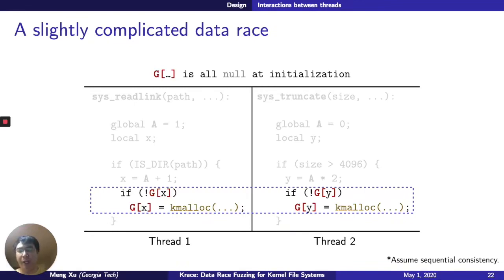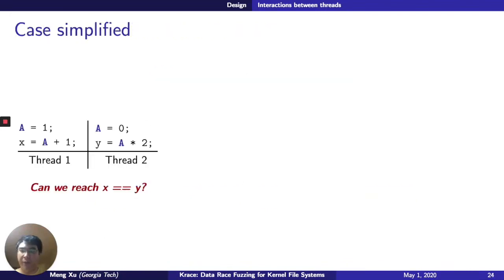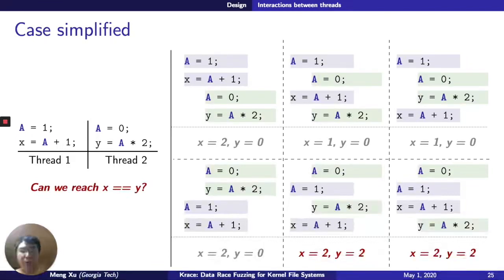Basically, if x equals y, then g[x] and g[y] are pointing to the same thing. So let's check where x and y are defined, and here we find the definition. And if we can further simplify the case, we get this. Out of the two threads working like this, can we have a case that x equals y? In this very simple case, we can simply enumerate all the possible interleavings, and the answer is for sure. We do have two interleavings giving you x equals y equals 2 in this case.